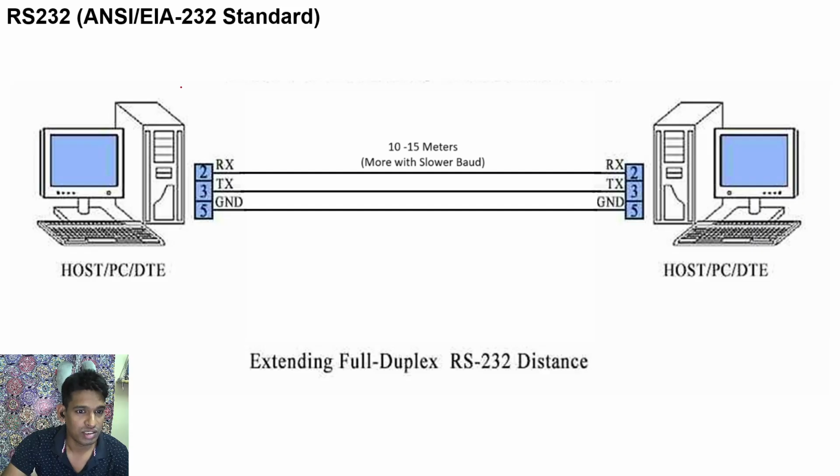So one such scenario is there. This is a host PC, and this is another PC. It is using an RS232 link to communicate the data. And RS232 levels are such that you cannot send more than 10 to 15 meters. You can send data for more distances, but with slower speed. So here the term baud is there. I would like to explain what baud is at this point.